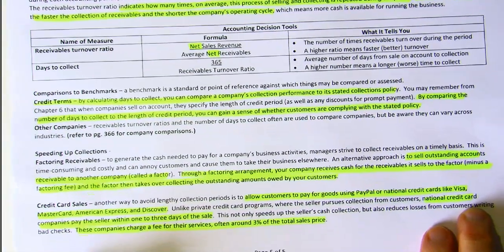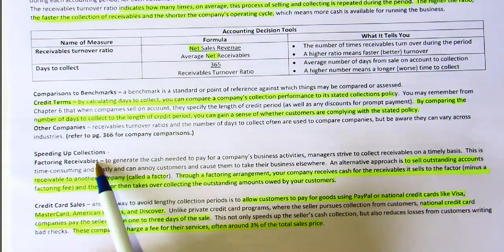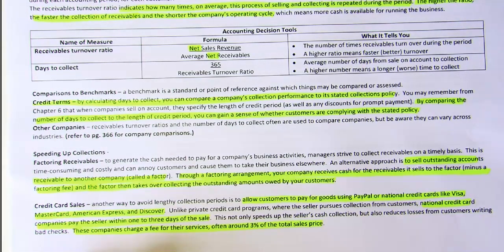Okay, now let's take a look at speeding up collections. One way to speed up collections is to factor or sell your accounts receivable. Here's the definition. Factoring receivables is selling outstanding accounts receivable to another company, and we call that company a factor. Through a factoring arrangement, your company receives cash for the receivables it sells to the factor, minus a fee. And the factor then takes over collecting the outstanding amounts owed by your customers.